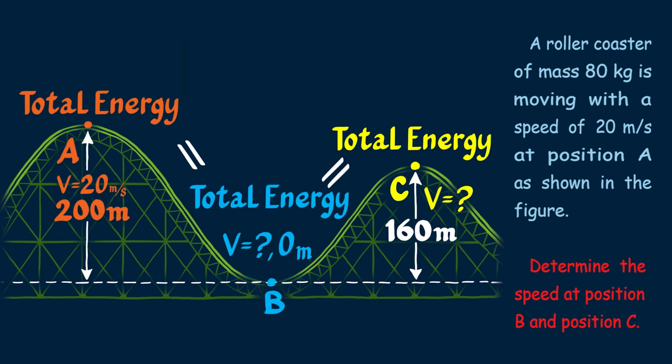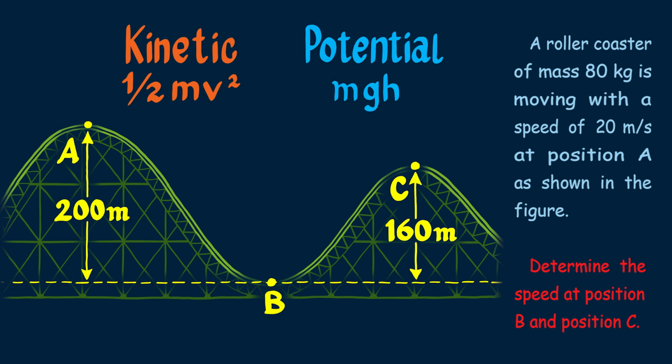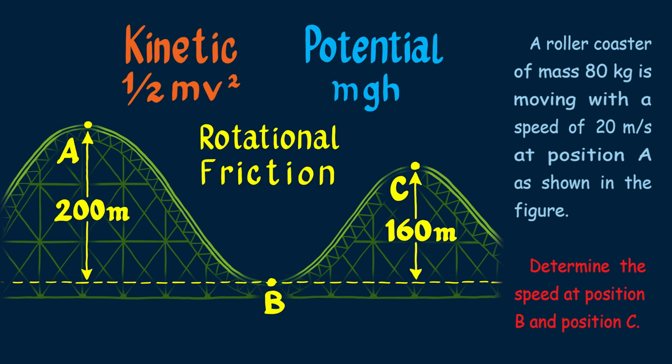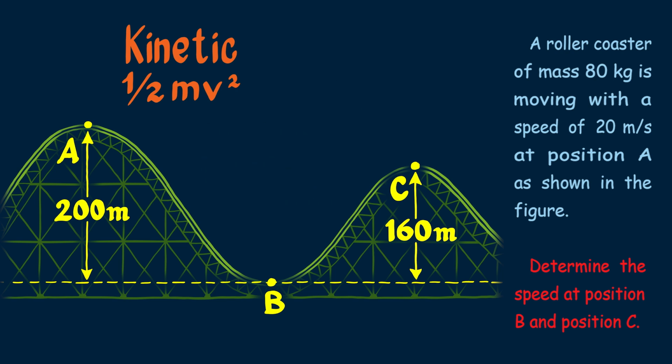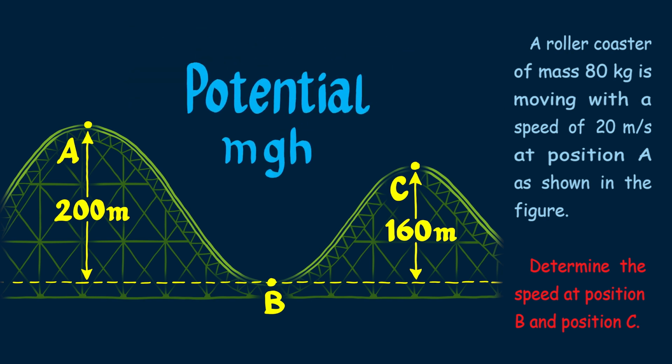For simple problems like this, there are just two types of energy, kinetic and potential. In later examples, we'll add more types of energy, such as rotational, friction, and springs. But for now, kinetic energy can be thought of as the energy related to how fast something is moving, and potential energy is related to its height.